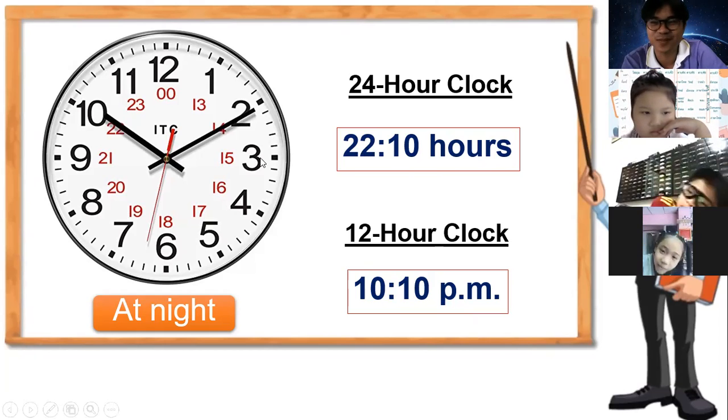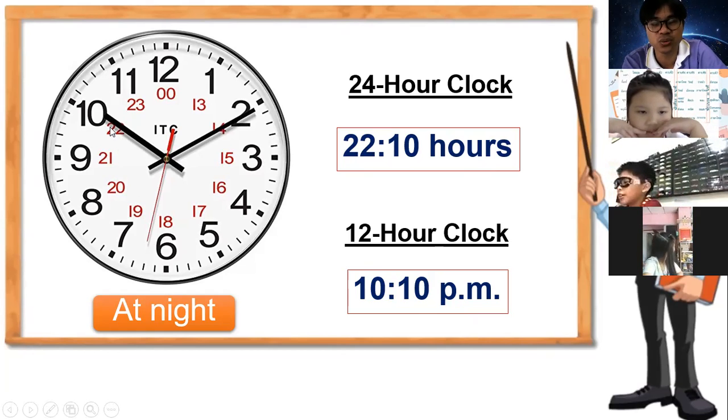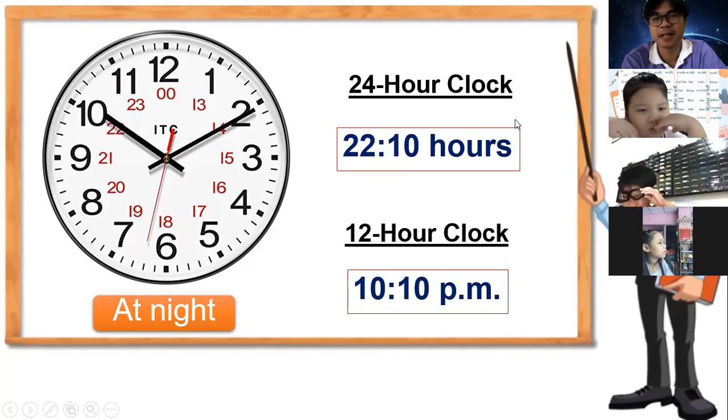Okay. So if you are asked to tell the time in 24-hour clock, the time in the evening, night time, is 22:10 hours. If you are asked to tell the time in 12-hour clock, this is 10:10 p.m.